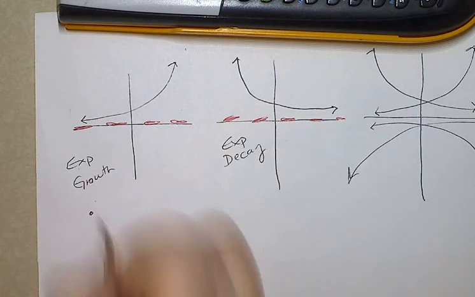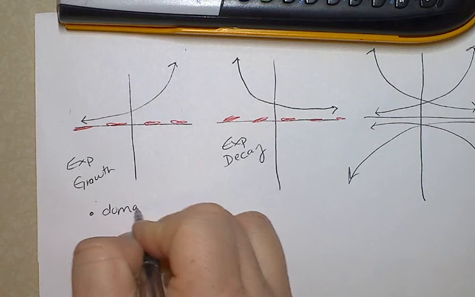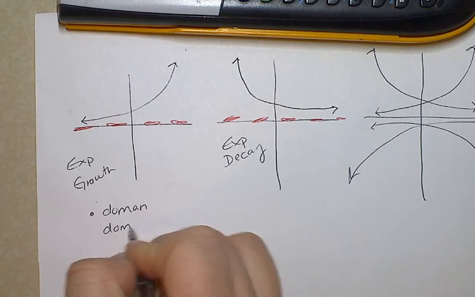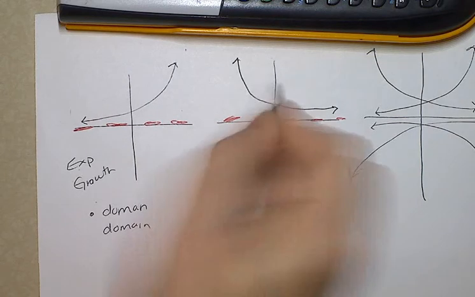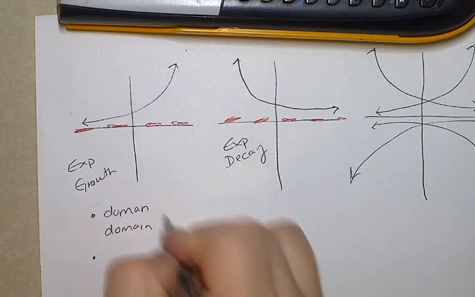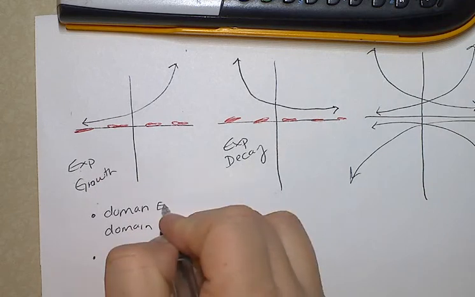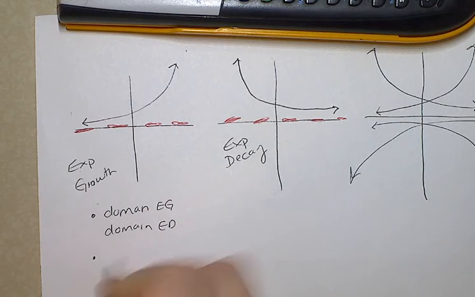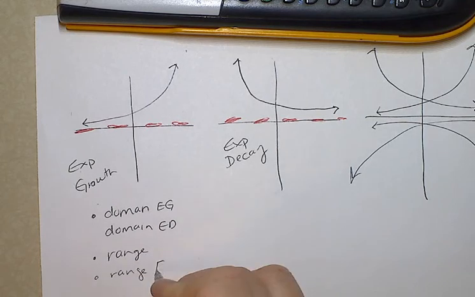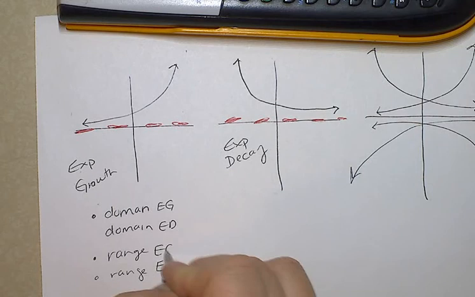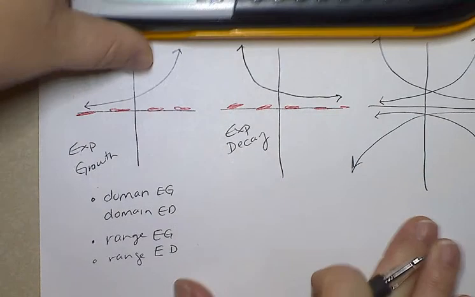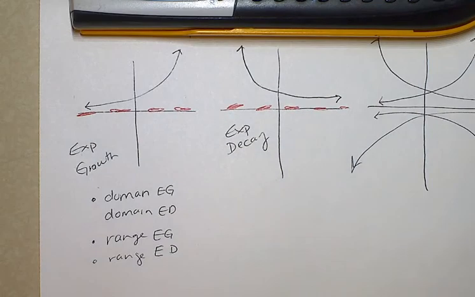Okay, with your partner, I want you to identify, for the two pictures you see here, exponential growth and exponential decay. I would like you to list on your paper what is the domain for both and what is the range for both. Okay? And I'm going to give you 30 seconds to do that with your current elbow partner. Begin. So you need to be talking to your partner.